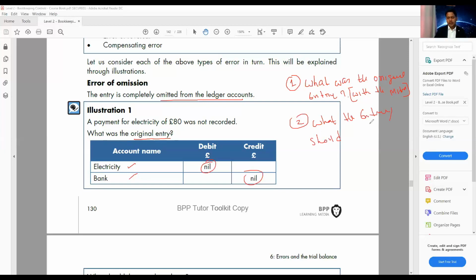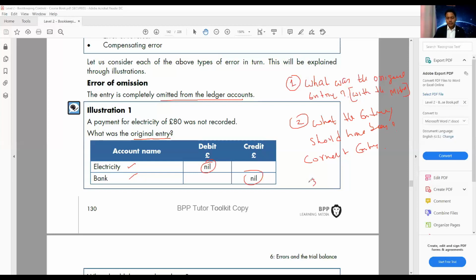So if I haven't made the mistake, what is the correct entry supposed to be? So you're going to find the correct entry. For example, for this question, the correct entry will be electricity debit £80, bank credit £80, isn't it?